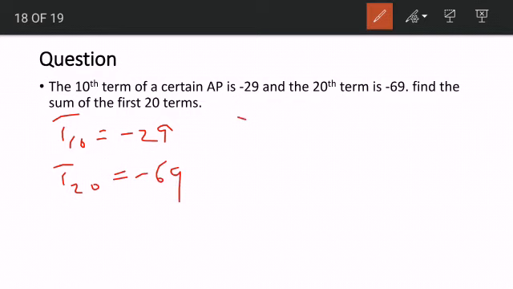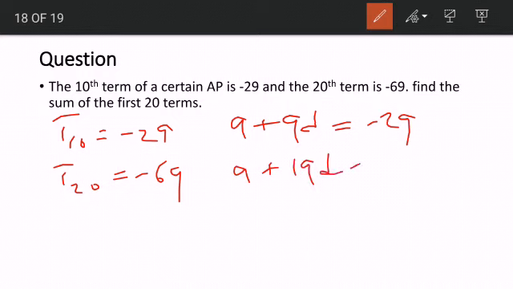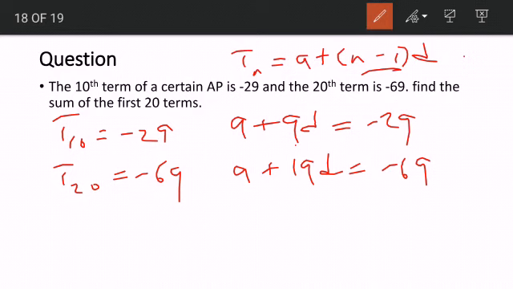Now, we can rewrite the 10th term as a plus 9d, okay, which is equal to minus 29. Then the 20th term, we can rewrite it as a plus 19d, which is equal to minus 69, okay? Remember that Tn, the nth term of an AP, is a plus n minus 1 d, okay? So 10 minus 1 is what gave us 9, and 20 minus 1 is what gave us 19. Now, this is already a simultaneous equation, which we can solve by elimination.